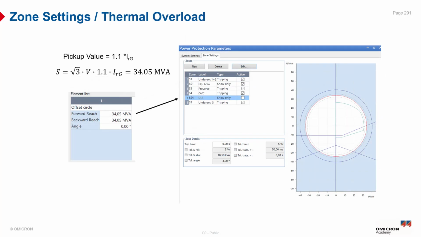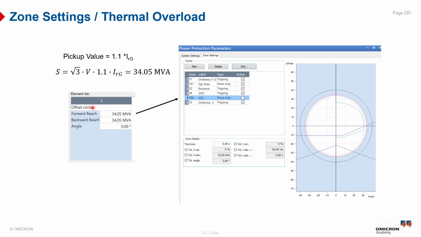Now we will talk about the zone setting of the thermal overload configuration, and the pickup value is set to 1.1 times the generator rated current, IRG. This means the protection will begin to respond when the generator current exceeds 110% of its nominal value, indicating a thermal overload condition. This element is configured as an offset circle, as you can see from here, with angle 0 degree as shown.